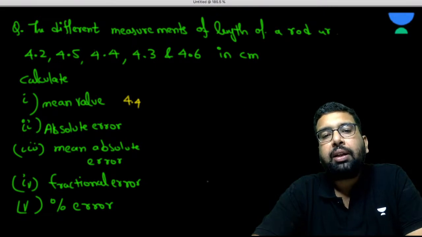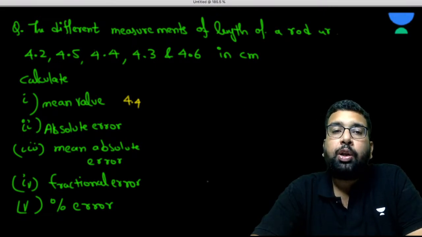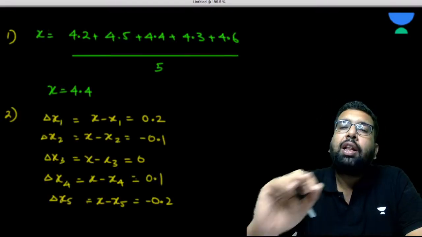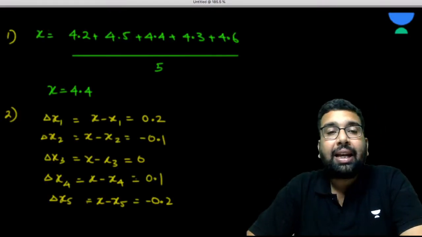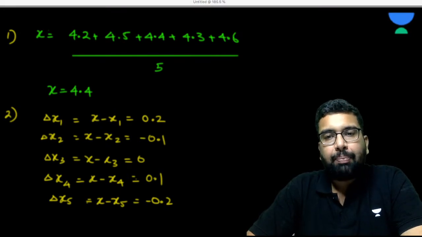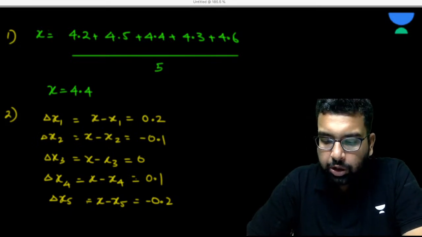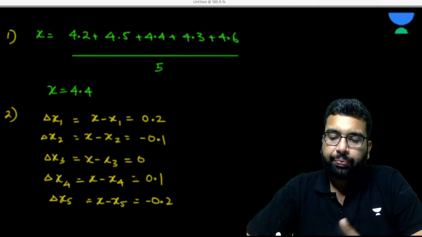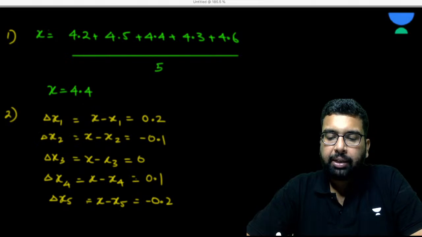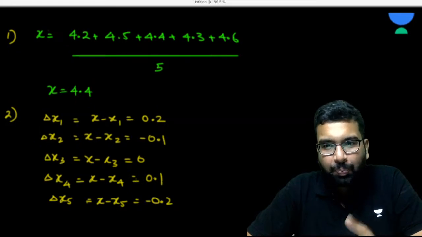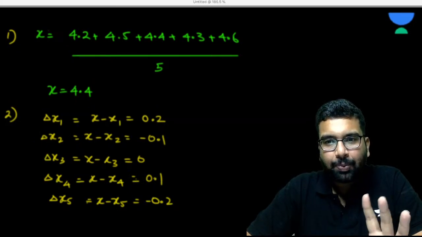Now after finding the absolute error for each measurement, you need to find the mean absolute error. What is the mean absolute error, guys? Sir, it is the average of all the absolute errors. Many may make a silly mistake here and think that the mean absolute error is going to be 0, because 0.2 minus 0.1, 0.1 minus 0.2 gives 0.